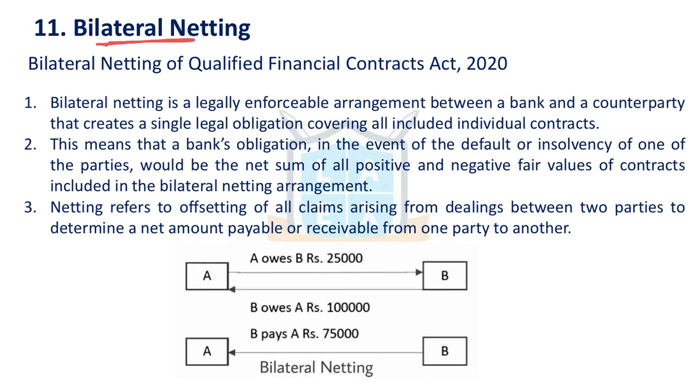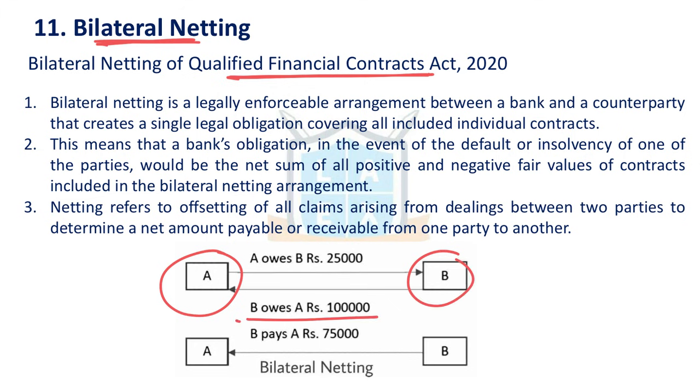Next issue is bilateral netting. Recently, Parliament passed the Bilateral Netting of Qualified Financial Contracts Act. Bilateral netting means, let's say A owes 25,000 to B and B owes 1 lakh rupees to A. Earlier, B has to show that it has paid 1 lakh to A, and A has to show that it has paid 25,000 to B. So they have to do both the transactions. Now, netting means they deduct the amount and B pays only 75,000. This is known as bilateral netting.